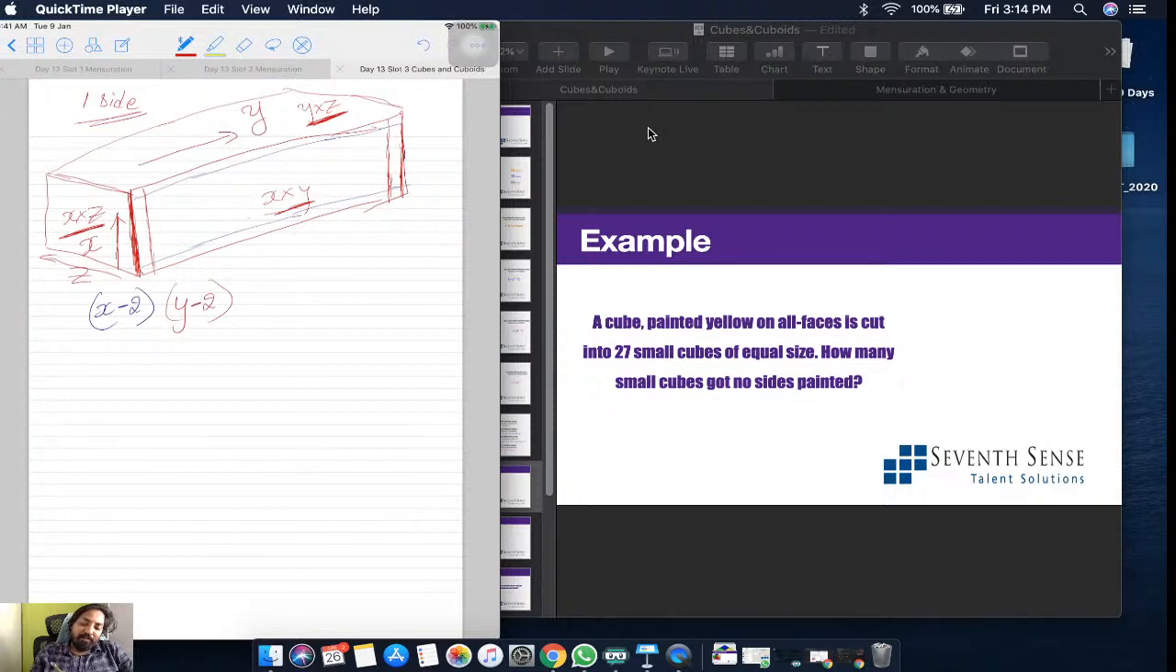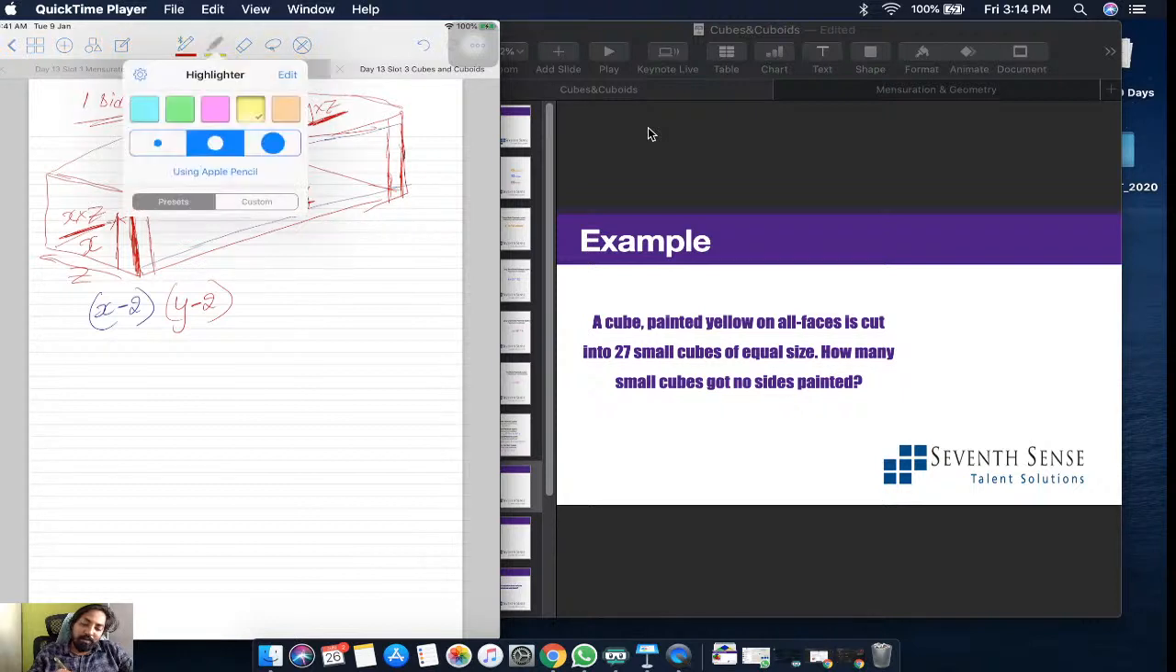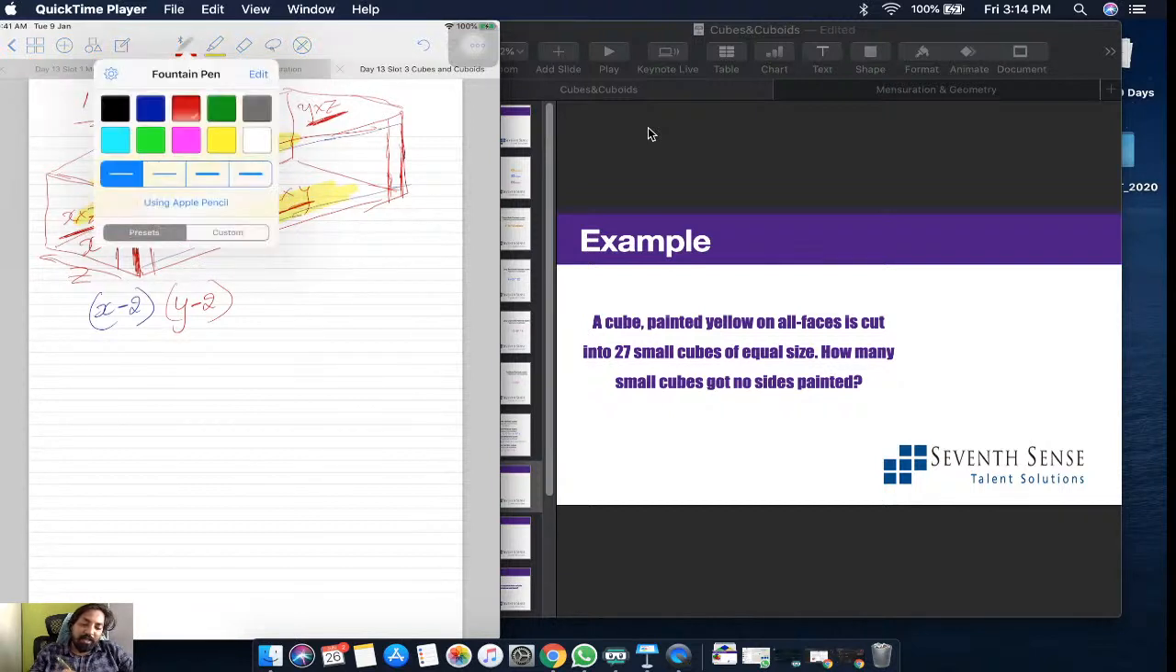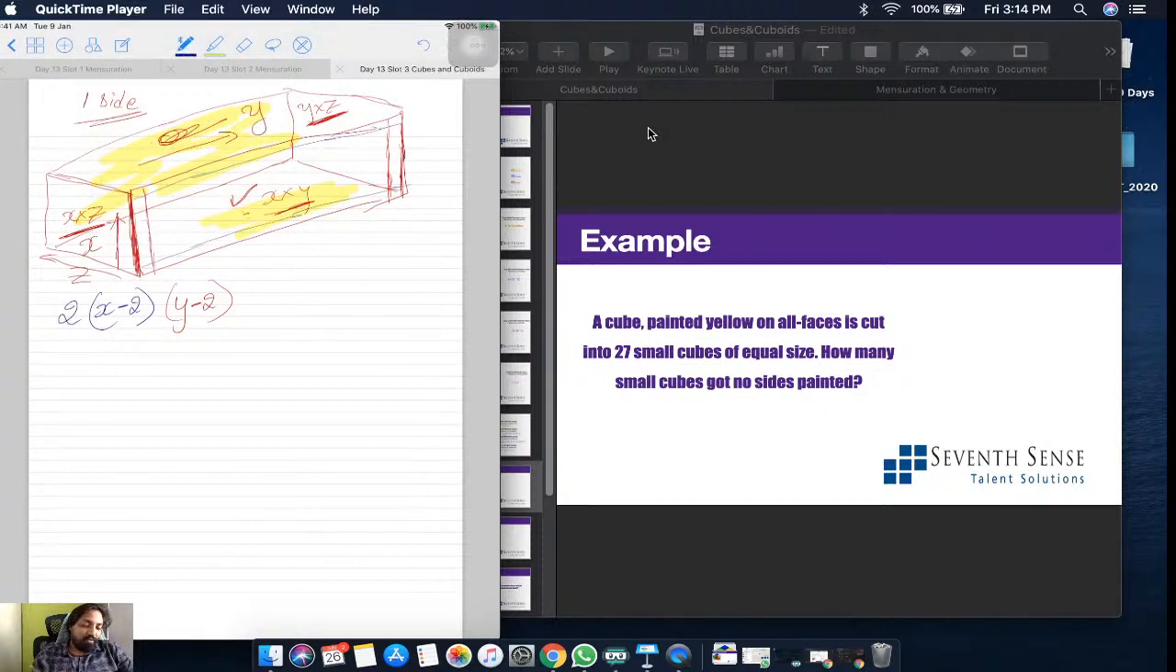Like this, how many faces are there? One here, one in the opposite, and so on, so there will be two faces like that. 2 into x minus 2 into y minus 2, plus 2 into y minus 2 into z minus 2, plus 2 into z minus 2 into x minus 2. This will be your answer.